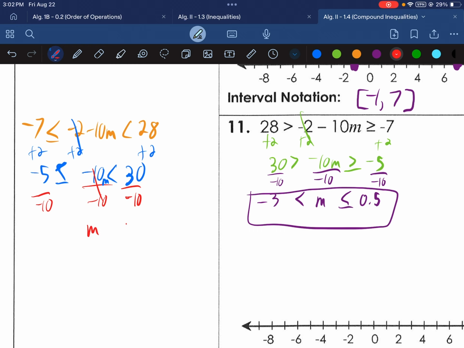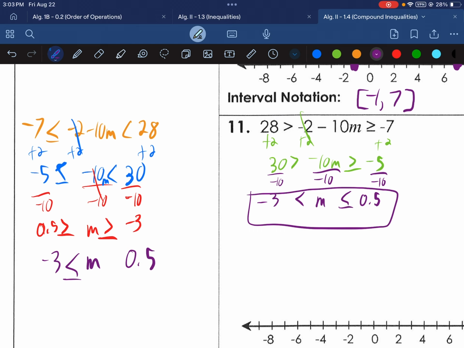And then as we divide by negative 10, I lost my m in the blue there. I get m, I get negative 3, I get 0.5 again, and then I flip my inequalities, and now I notice that it's not written in the correct manner. It's written where it's bigger number on the left, smaller number on the right. These are greater than symbols, and so now I have to flip it around. So I put negative 3 on the left, I put 0.5 on the right, and just like any time we flip around the inequality, we have to flip our signs as well.